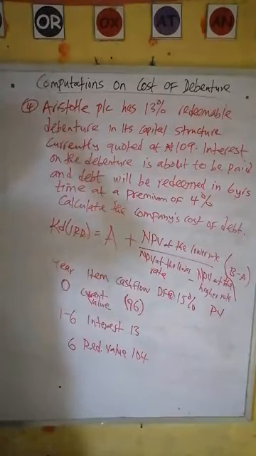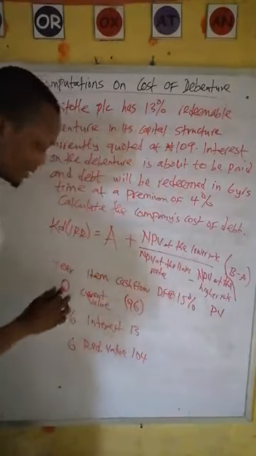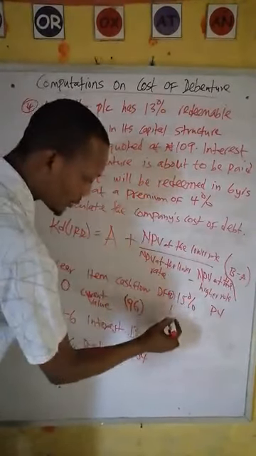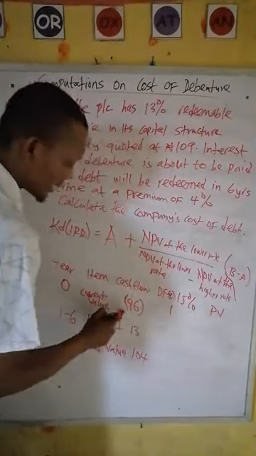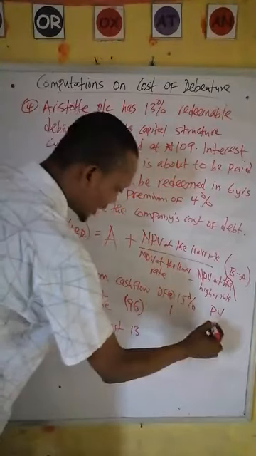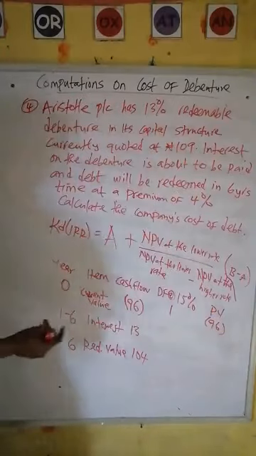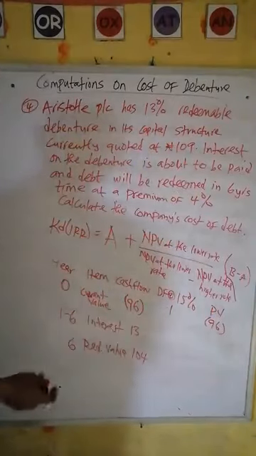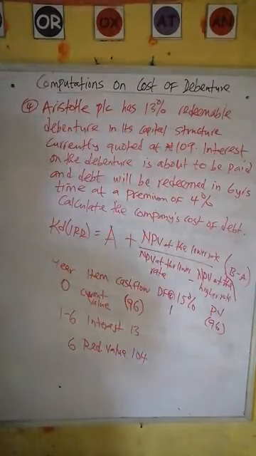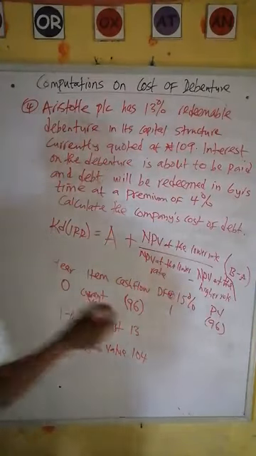Okay, now at 15%, we still have 1. So multiply it by this, by this, we have 96. So what is our cumulative discount factor at 15% to give us what?